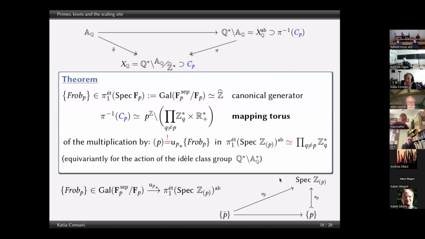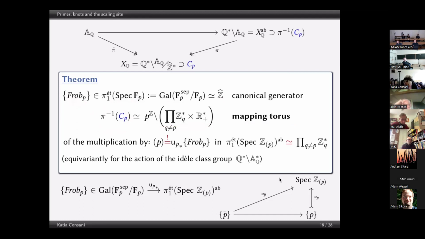Of the spec of the finite field Fp, which is by definition the Galois group of the maximal separable extension of Fp, and this is the hat, this is generated by the Frobenius. So if you consider this preimage, which I described before, this is by construction, as I said, the mapping torus of the multiplication by P inside, inside what?